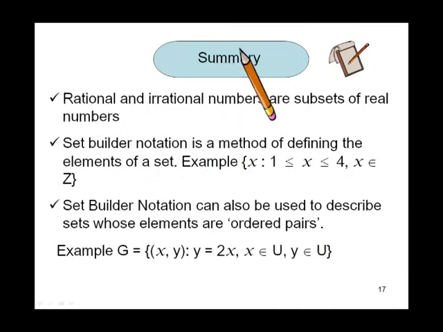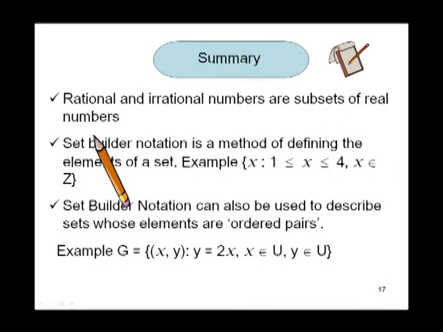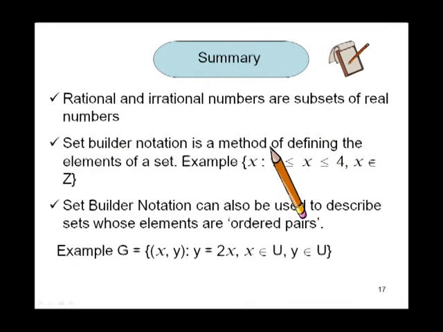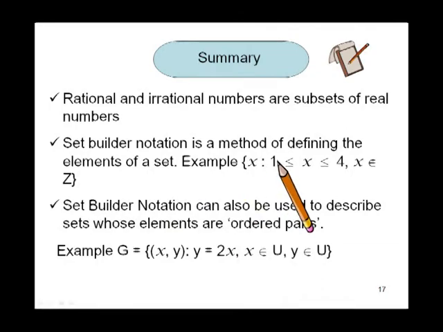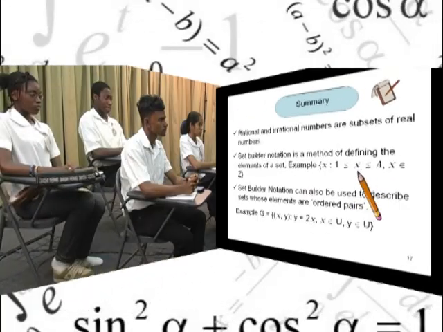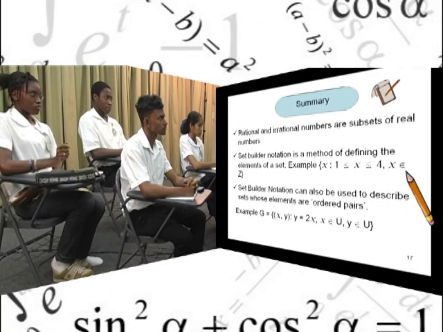Summary. Rational and irrational numbers are subsets of real numbers. Set builder notation is a method of defining the elements of a set. Example, the set of x such that x is greater than or equal to 1, less than or equal to 4, x is an element or member of the set of integers.